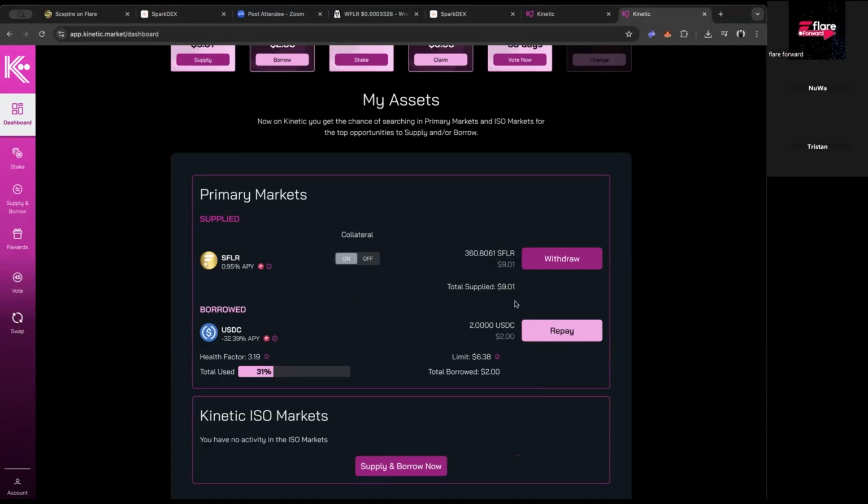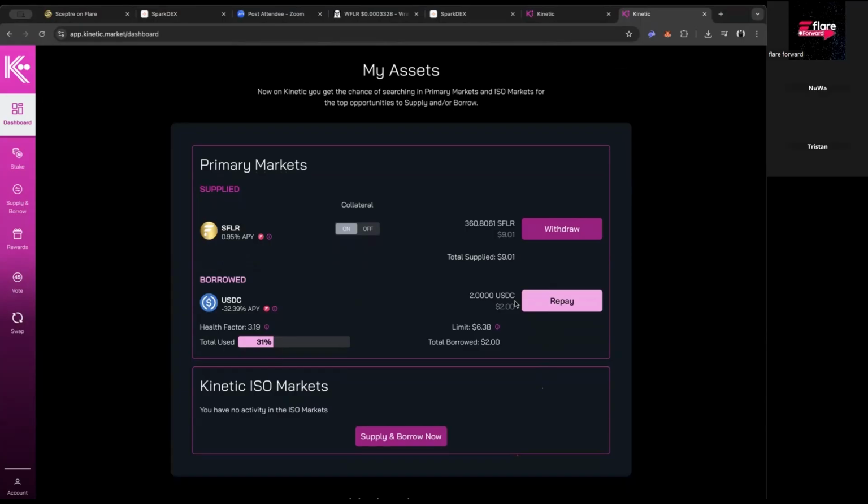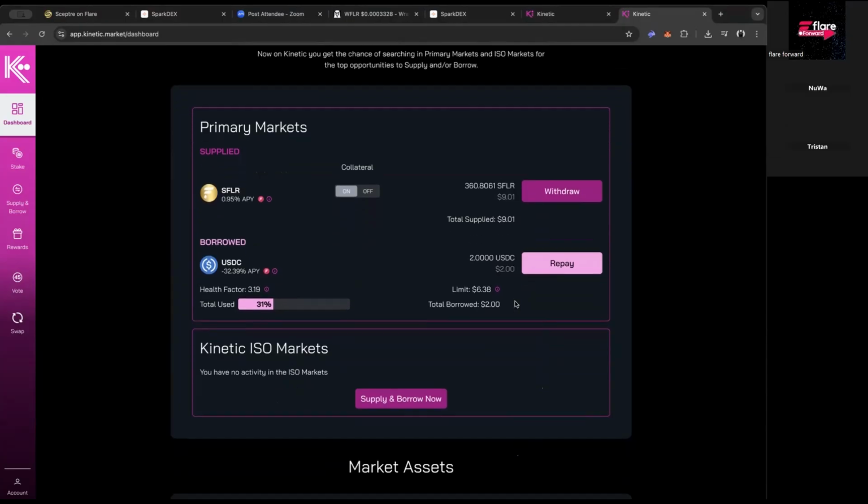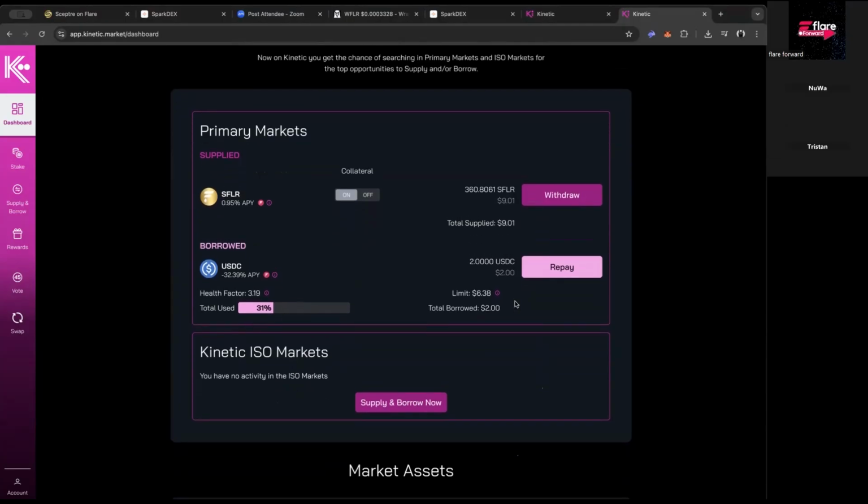So the price of SFLR would need to drop by 90% for you to be liquidated, for this to turn into about $2, or like $1.99, for example. So one thing that you can do is take a screenshot of that and supply it to Grok or ChatGPT.